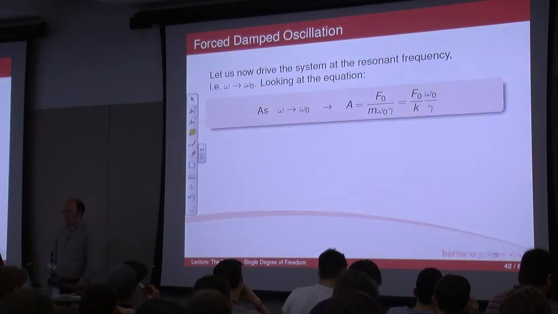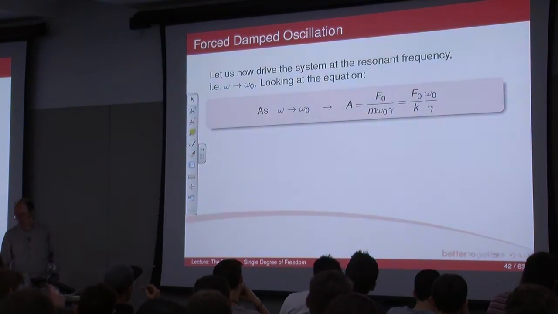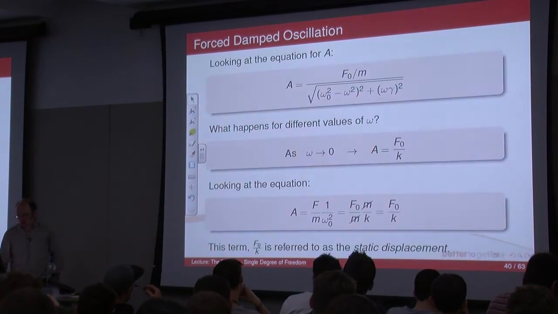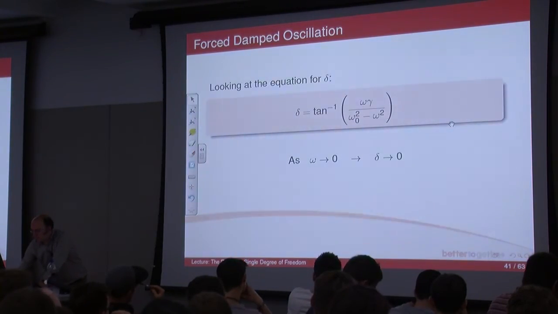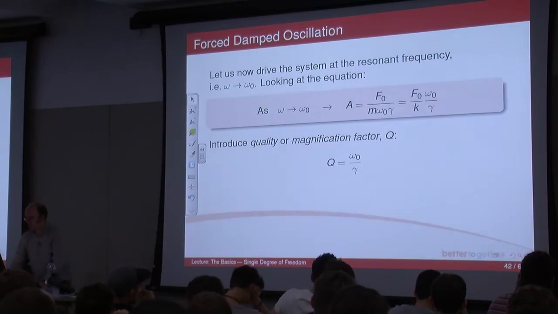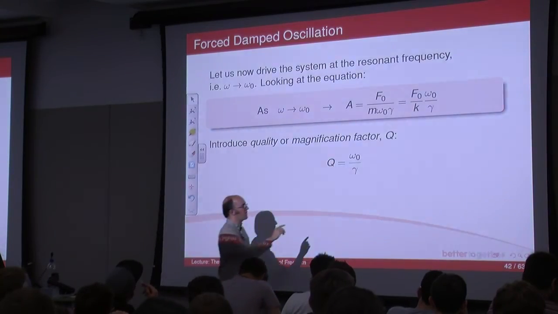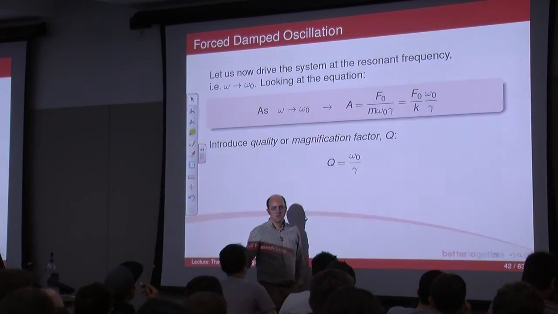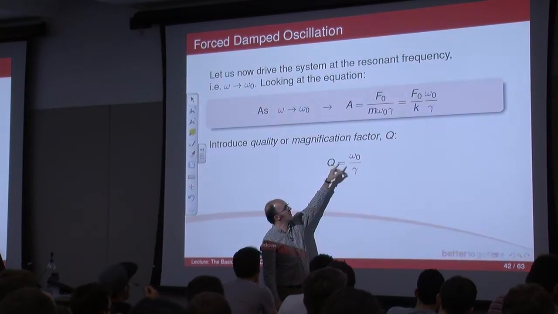Now what about if we're driving it at the resonant frequency? Well, if omega is almost equal to omega naught, if we go back to our equation for A, if those two terms are equal to each other, then obviously that term becomes 0, and that term becomes omega naught gamma, because we're driving at that frequency, okay. So you can put the values in, you end up with this term, F naught upon K times a constant that's dependent upon the system, okay. Omega naught is root K upon M, and gamma is c upon m, okay.